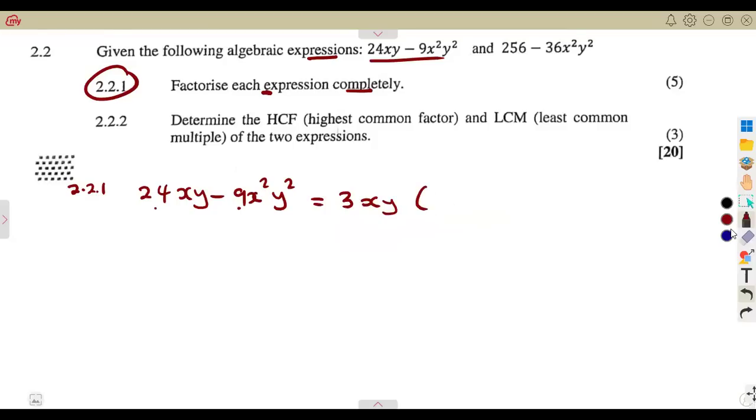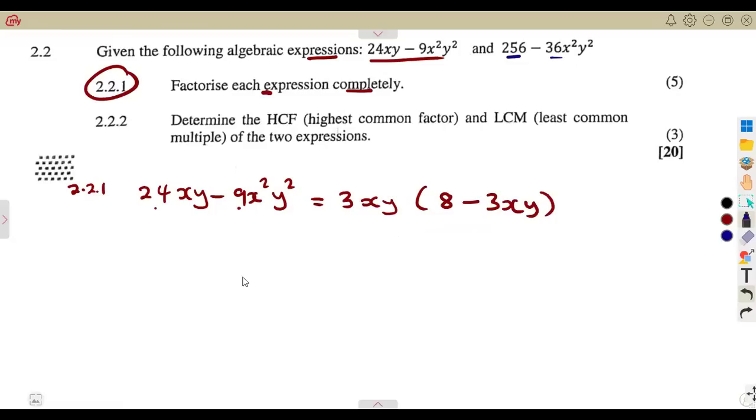Let's see what we are going to have if we divide 24xy divided by 3xy. You are going to obtain 8. The xy and the xy was going to cancel. So meaning to say you remain with 8. You just imagine as if you are canceling there. So that's 8 minus 9 and 3, that was going to be 3. X squared to x, y squared to y. It was going to be like this. All right. So that's where we factorized the first part.